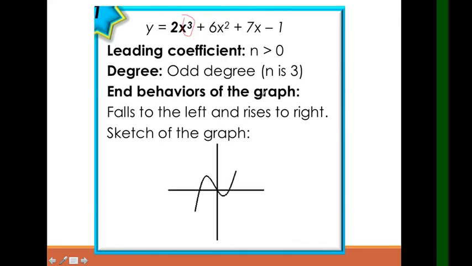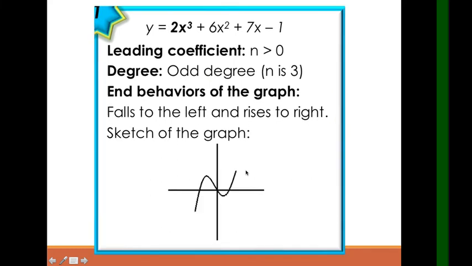And the behavior of the graph: it falls to the left and rises to the right. Because n is 3, it is odd. Kapag the leading coefficient is greater than 0 and it is an odd degree, therefore, yung rule o yung behavior ng graph is falls to the left and rises to the right.